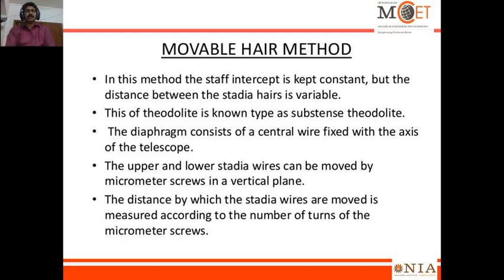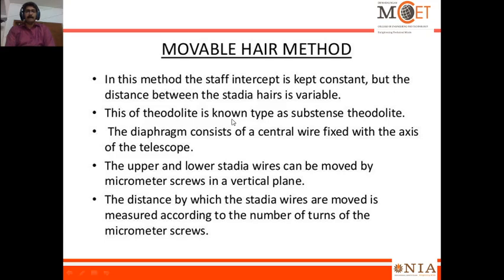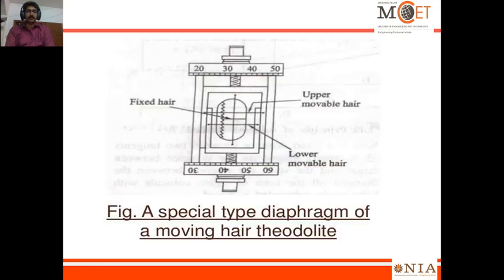The diaphragm consists of a central wire fixed with the axis of the telescope. See here the fixed hair, right? The upper and lower stadia wires can be moved by a micrometer screw in a vertical plane. See here, the upper movable hair and the lower movable hair, these two can be moved this way by rotating the screw, right?